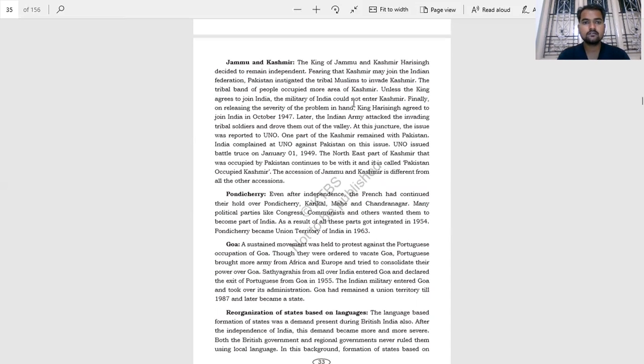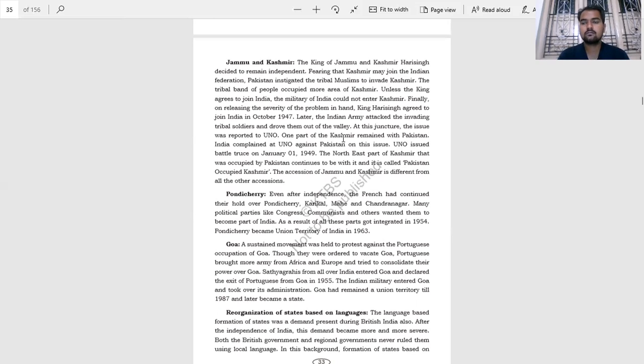So seeing this, finally Hari Singh agreed. He sought the help of the Indian government and he agreed to join India in October 1947. Once he signed the instrument of accession, the Indian army attacked the tribal soldiers and sent them out of this valley.